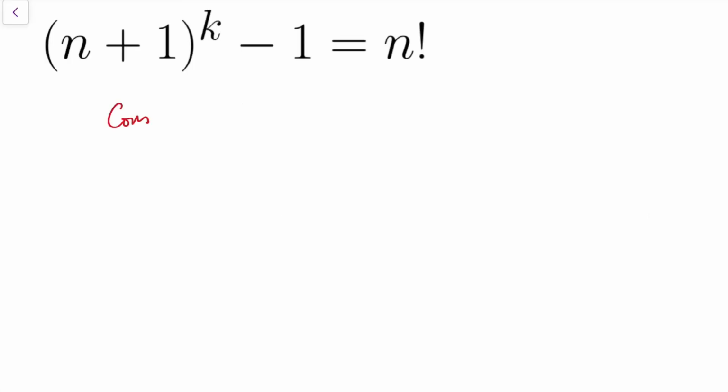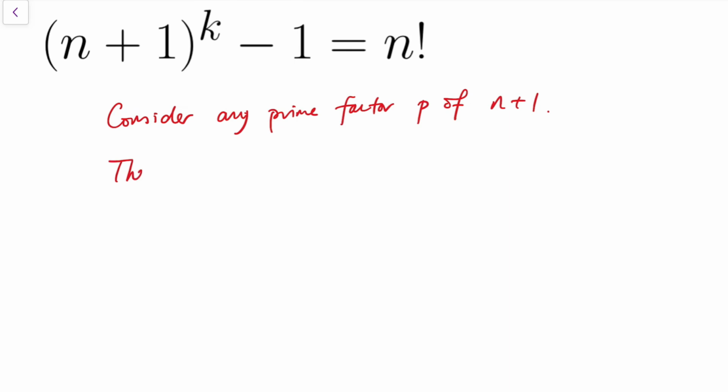First, we consider any prime factor p of the number n plus 1. Then this prime number p divides n factorial plus 1 from our given equation.